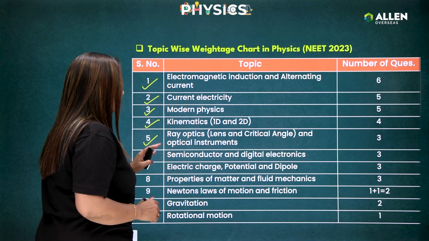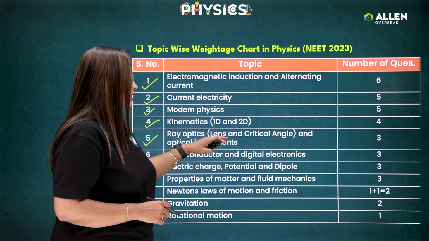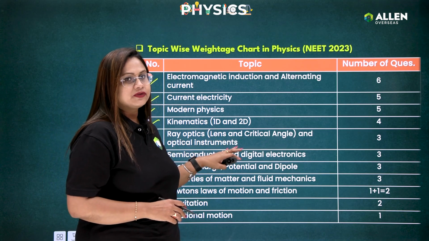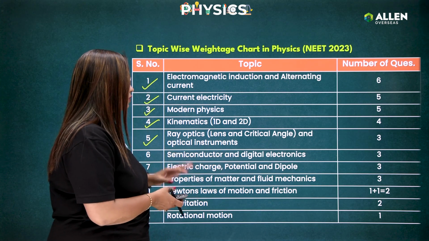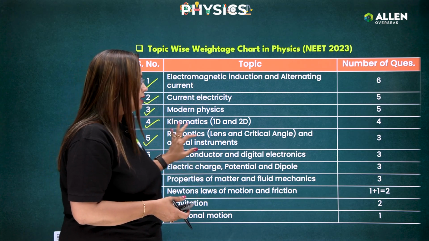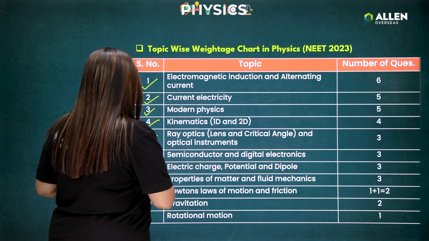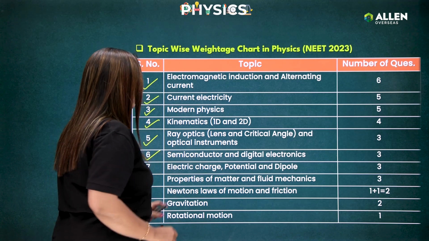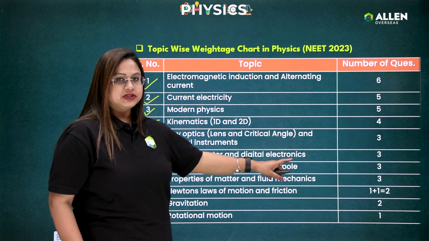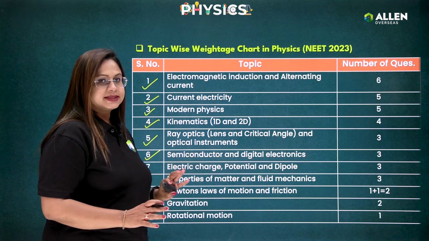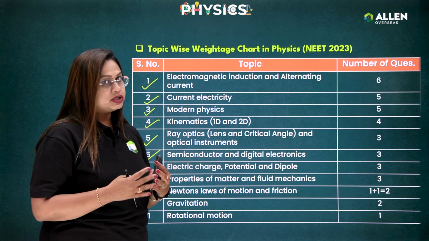Coming to the 5th chapter, it is ray optics. Mostly from the lens and critical angle they asked 3 questions, and from optical instruments we had no questions, but still, as we know this chapter is studied combinedly, so 3 questions were asked from that. Coming to the next weightage, it is semiconductor and digital electronics. 3 questions were asked from semiconductor and digital electronics, logic gates, and 1 question was on Zener diode.